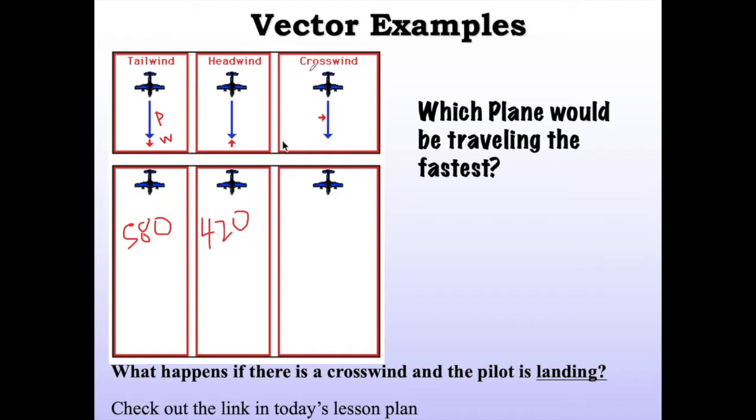And the last example would be a crosswind. With a crosswind, basically the plane's flying straight and the crosswind is going at a 90-degree angle. So I'm just going to draw in here like this. And in this case, it would actually cause you to fly faster as well. And we're going to talk about that in a little bit.